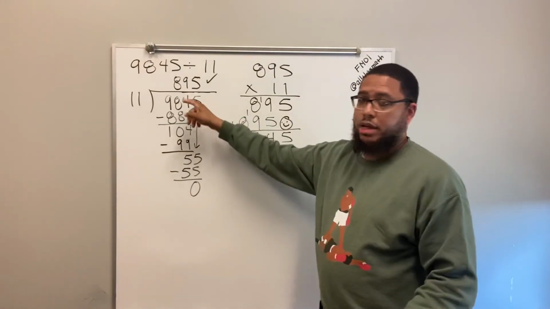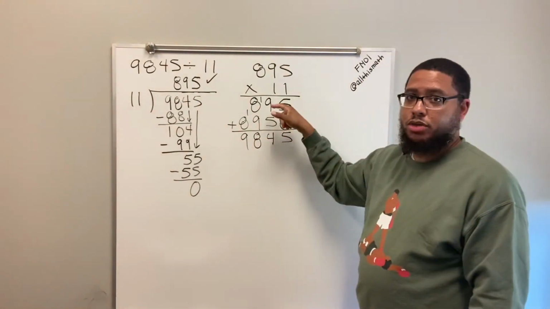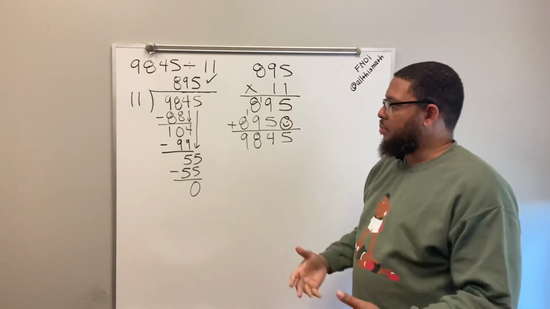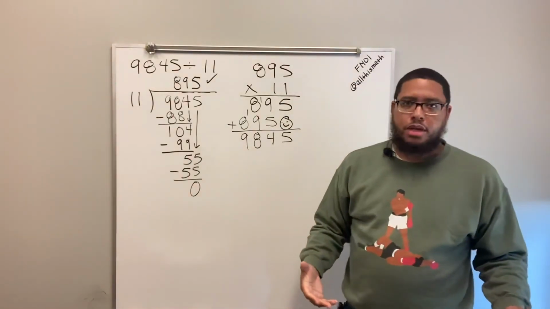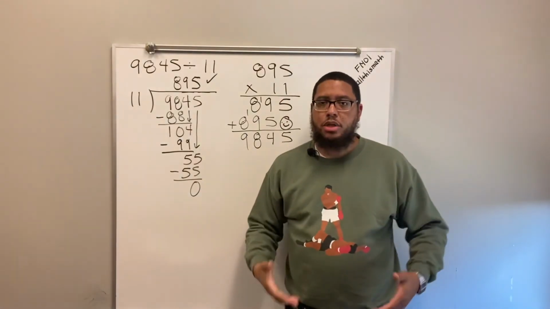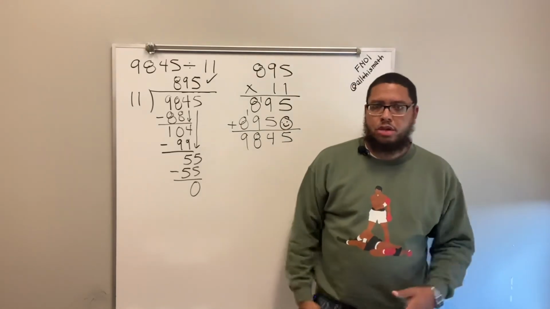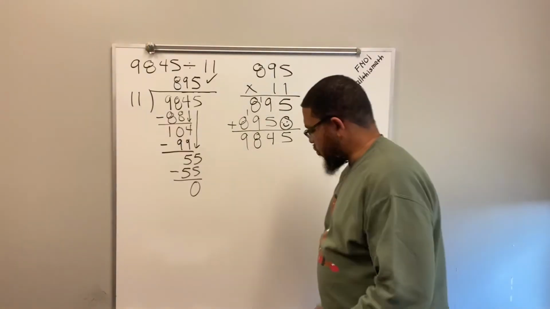Now, it could be a coincidence. Your answer might be right, but the work you did to check it might be wrong. So you might have made a mistake in here too. But that's just part of the math process, right? We make mistakes. We learn from our mistakes. So don't even worry about that. If you do make a mistake, it's cool.